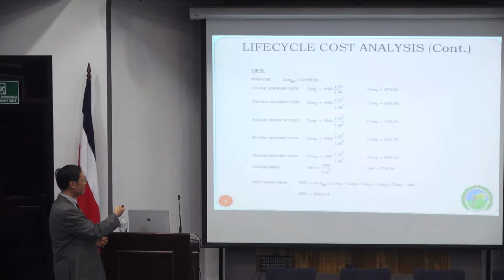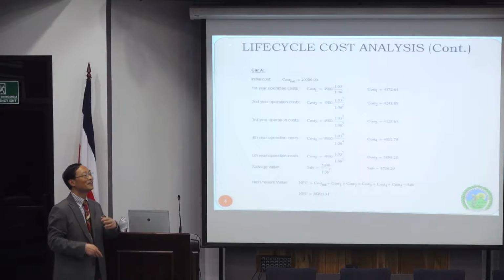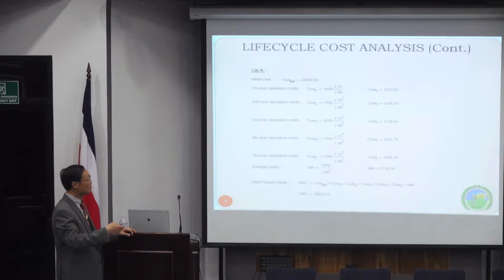So for car A, there is the initial cost, and then the first year you spend some money. Because you have a 3% inflation rate, we assume everything happens at the end of the year. You can also assume everything happens at the beginning of the year, but the middle of the year is more difficult. For comparison, it makes no difference as long as you assume both are the same.